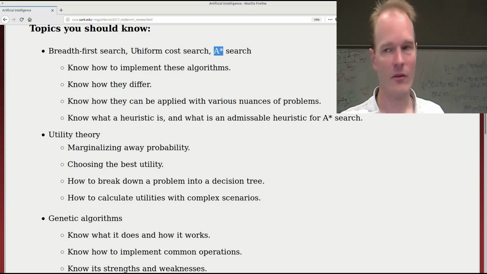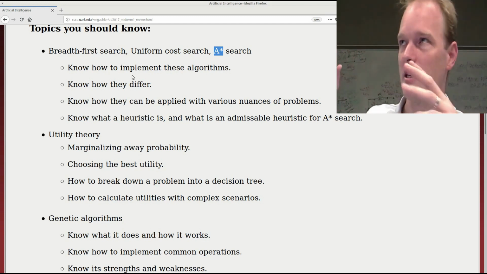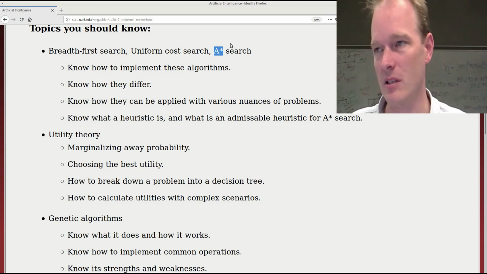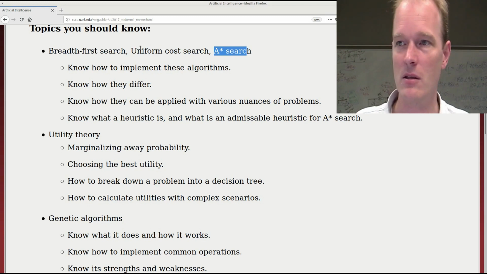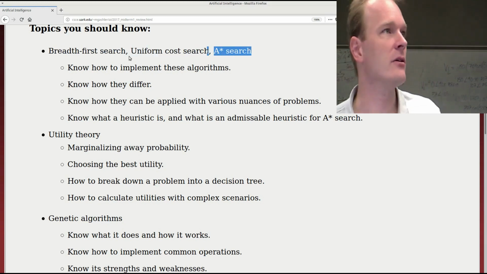And that addition of adding the remaining cost biases it away from searching the states that get really, really far away from the goal. So it's a good heuristic. You don't always have a heuristic, so uniform cost search is kind of more general. But if you do, A star search is faster, and you should know that.